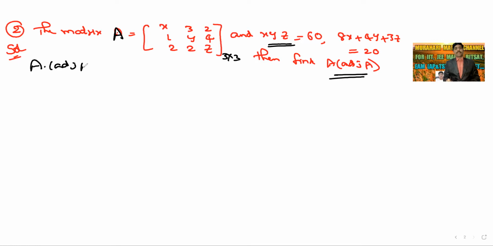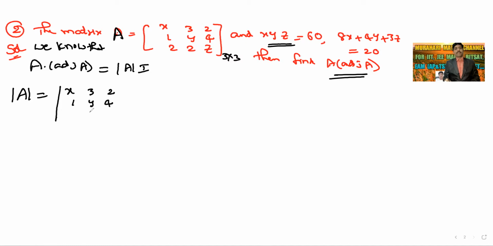A into adjoint A is equal to... We know the formula: A into adjoint A is equal to determinant A into I. First we have to find the determinant of A. So determinant of A is equal to the determinant of [x, 3, 2; 1, y, 4; 2, 2, z]. The signs are going to be plus, minus, plus.